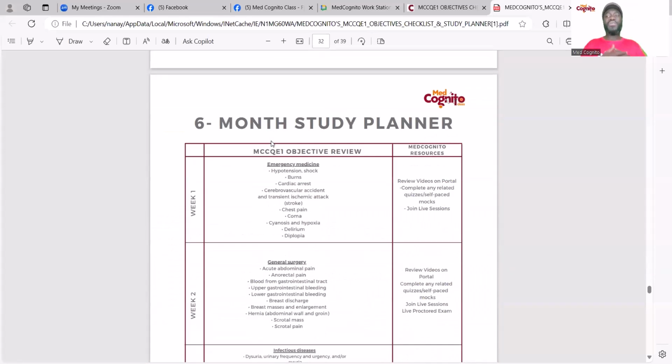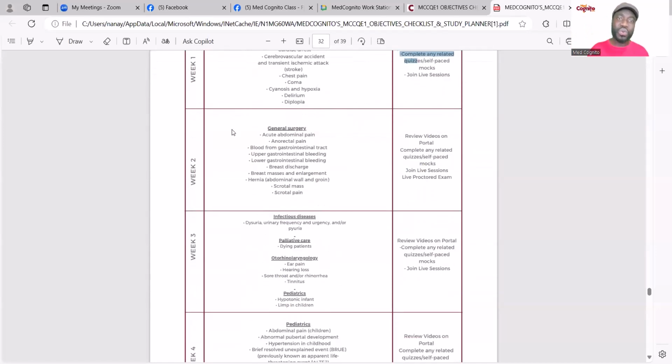And then if you want to use a longer period to prepare, then you can ease it up a little bit. So week 1, what are you going to cover? And then how are you going to cover it? And then week 2, what are you going to cover? And how are you going to cover it?